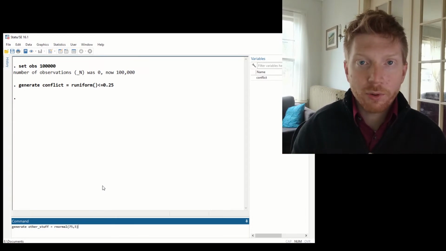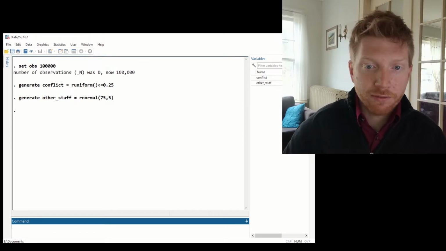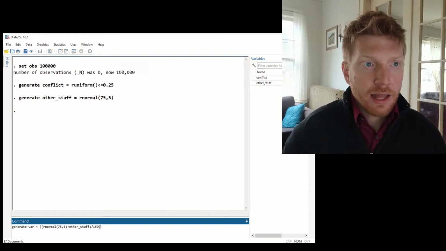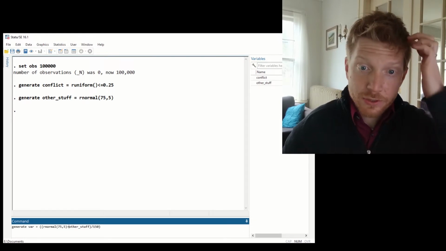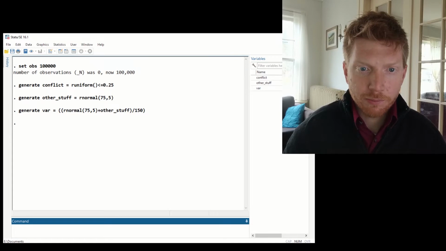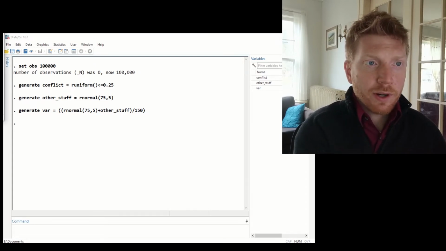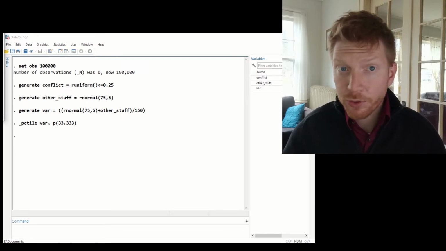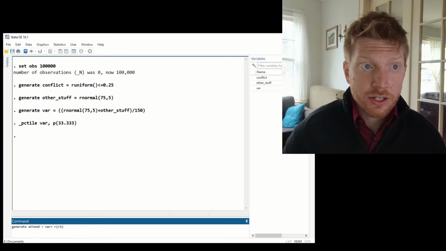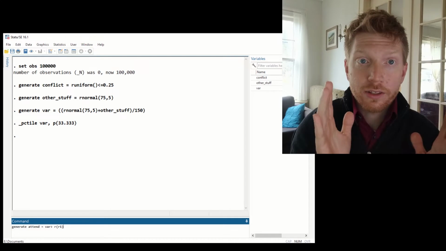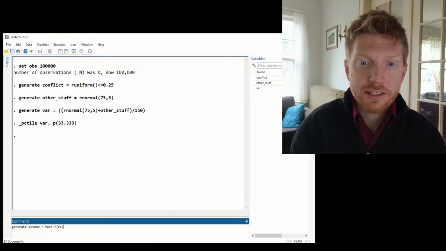It's going to be a normally distributed variable with a mean of 75. And what I'm going to do in these next two steps, you can see other stuff is showing up here, and it's going to be about half of the variation here. What I'm doing is constructing a variable using other stuff that influences whether the students actually attend the study session.